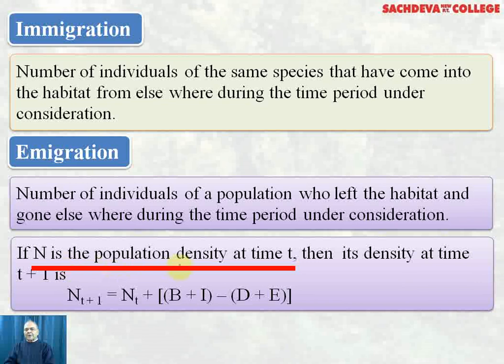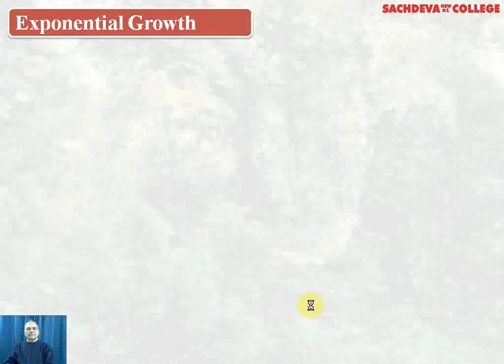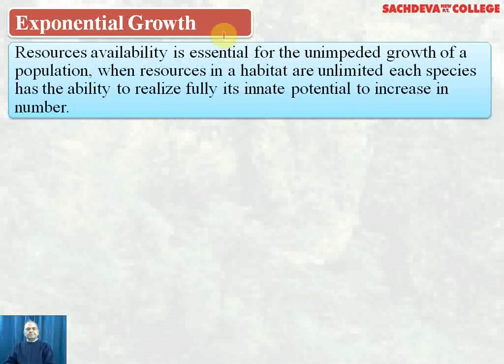If N is the population density at time t, then its density at time t plus 1 is N(t+1) equal to Nt plus birth plus immigration minus death plus emigration. Exponential growth. You know we have two types of growth. Number one is exponential growth. Resource availability is essential for the unimpeded growth of a population.